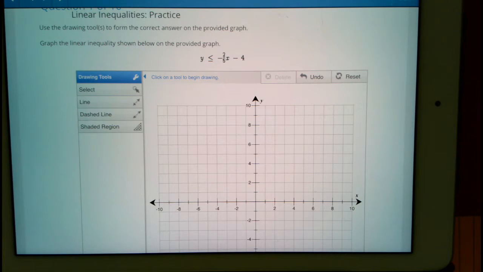Use the drawing tools to form the correct answer on the provided graph. It says graph the linear inequalities shown below on the provided graph. Well, again, let's go put this in on Desmos and see if that can help us draw our picture, especially for the shaded part of this. So I'm going to turn my screen over to Desmos.